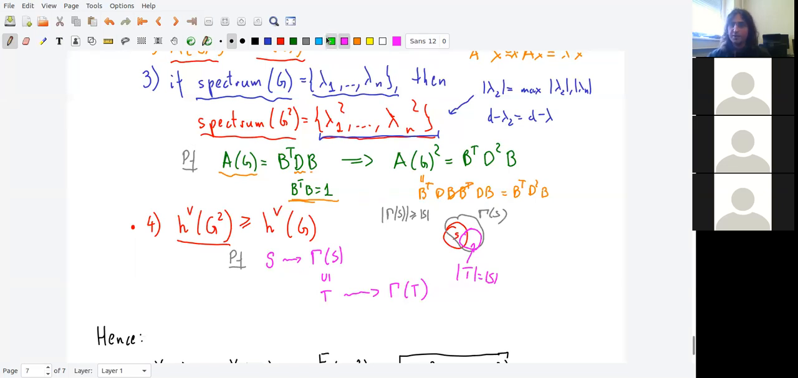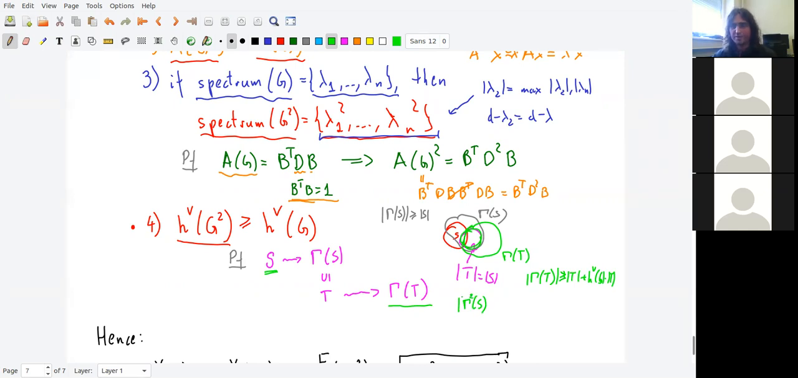And now if I apply the second step of a walk, it expands to some Γ(T), whose size is at least the size of T plus the vertex expansion times the size of T. This is the definition of vertex expansion. Now, how much did S expand? Well, it expanded at least to Γ(S), so at least to T, and T expanded as S in the graph.